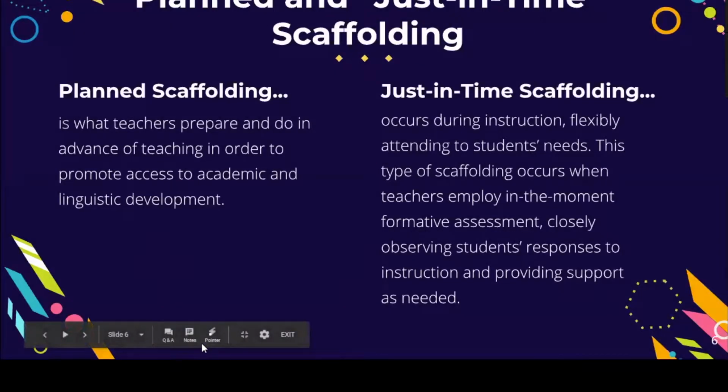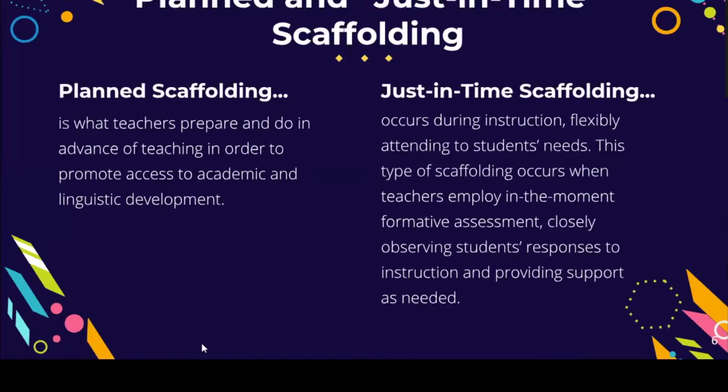Last week also we talked about 2 types of scaffolding, and I will be referring back to these as we're working today. The first type is planned scaffolding. So this is the behind the scenes heavy lifting that the teacher does ahead of presentation to students. So it's the preparation that we do in advance of teaching in order to promote access to academic and linguistic development. And it really enables that just-in-time scaffolding that occurs during instruction, which flexibly attends to students' needs.